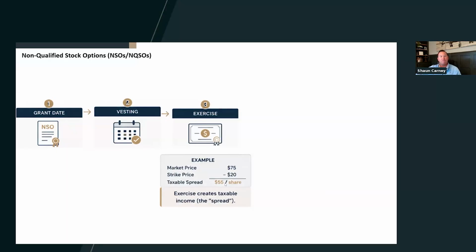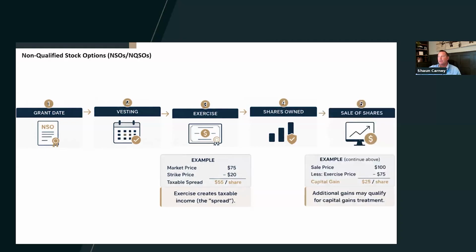So I've got a spread of $55 that I made by buying stock that's worth $75 for the price of $20. What they'll do is I then own those shares, and now I have to pay taxes on that delta. So in this example, this spread of $55, I pay ordinary income on that $55 because I got the opportunity to buy a share that's worth $75 for $20. And then from there, I have the opportunity to sell those shares or continue to hold them.